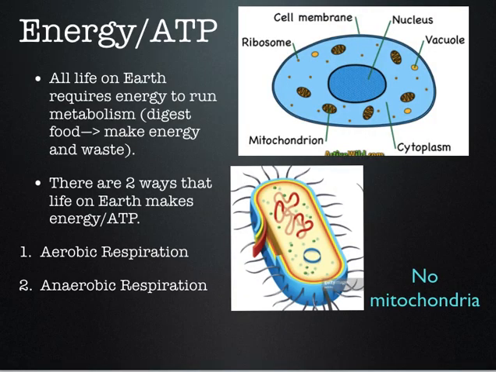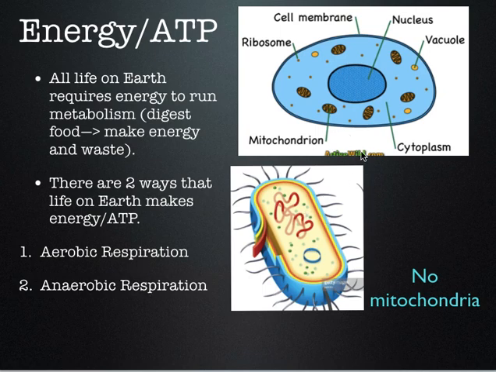So all life requires energy, and metabolism, remember, is how an organism makes and uses energy and then gets rid of the waste from that process. So on planet Earth, there's only 2 ways to make energy, which is also called ATP. One is called aerobic respiration. The other one is called anaerobic respiration. Now, you know what respiration is. What are you doing if you're respiring? Okay, hopefully you thought breathing. So both of these are 2 processes by which breathing of sorts occurs.